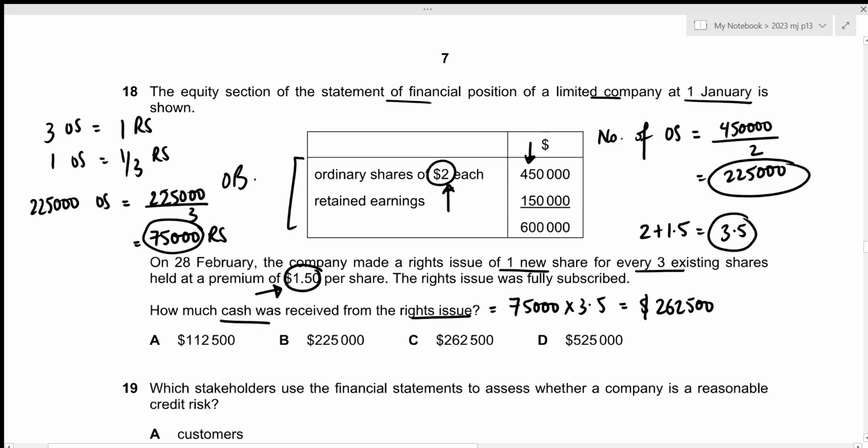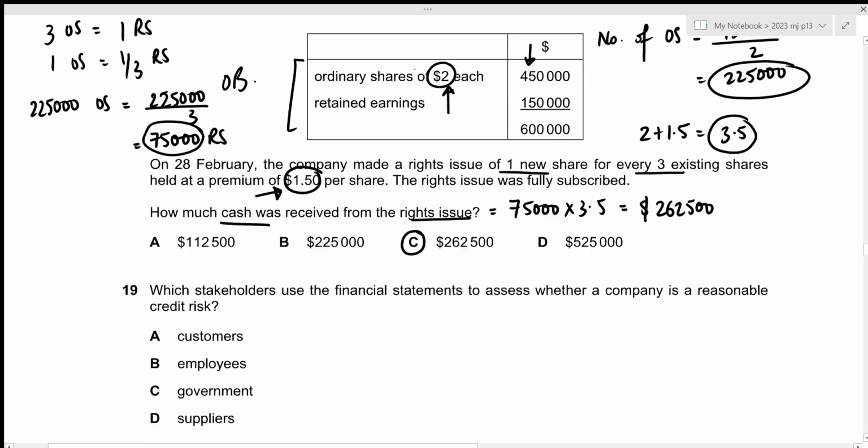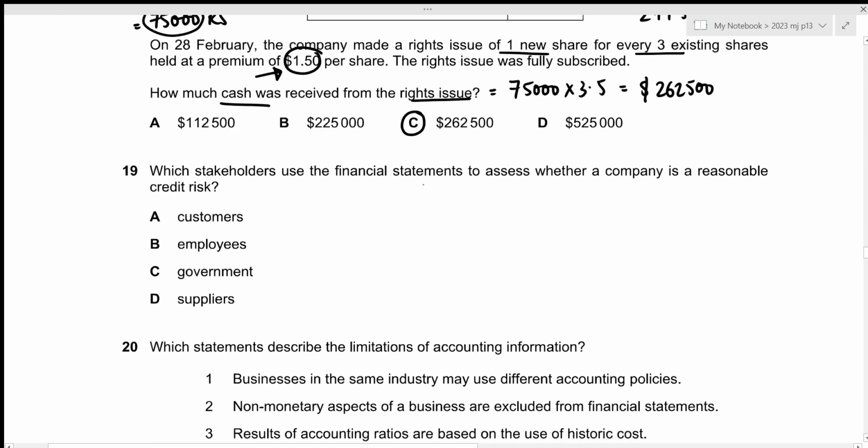This is given in option C. Let's move towards the 19th question. Which stakeholders use the financial statements to assess whether a company is a reasonable credit risk? Credit risk just means that if a particular party has some cash given or to be taken from the company, then credit risk is the risk of not getting that cash back. So we're looking for that kind of stakeholder.